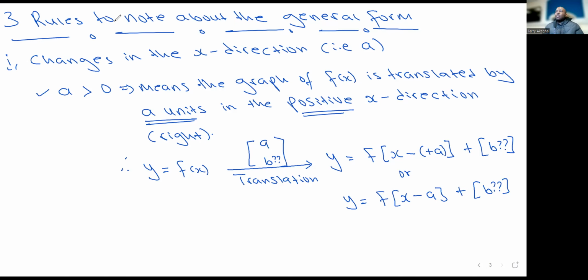So let's pick an example here. If we have this kind of graph here, let's call this the graph of y is equal to f of x. Okay? Now, this graph is undergoing a what? A translation now. Are you seeing it? So undergoing a translation.